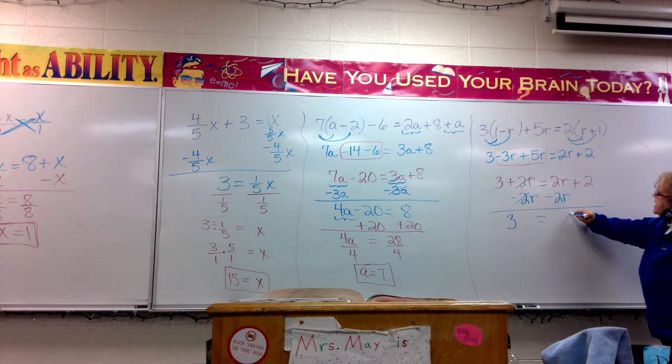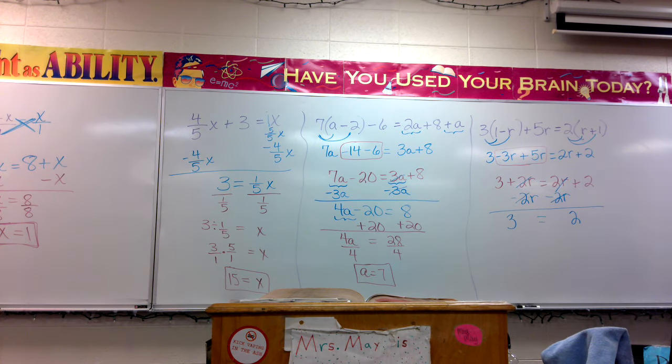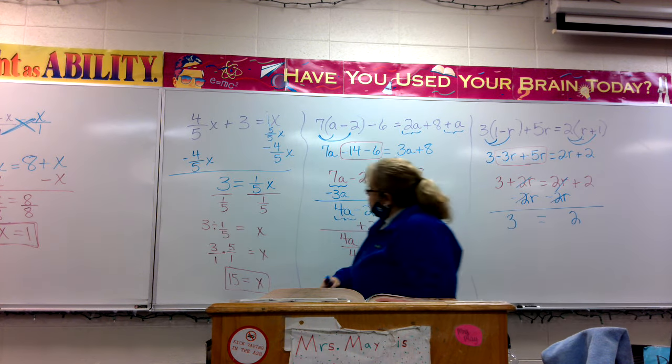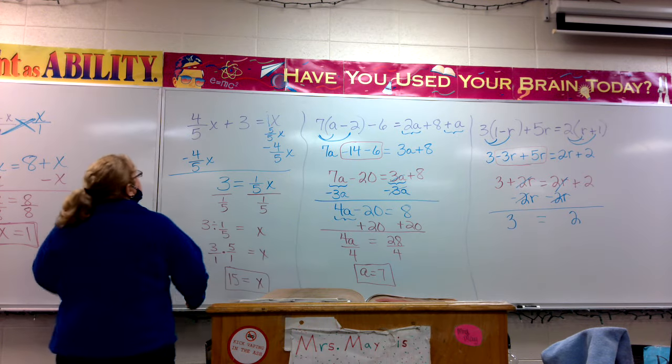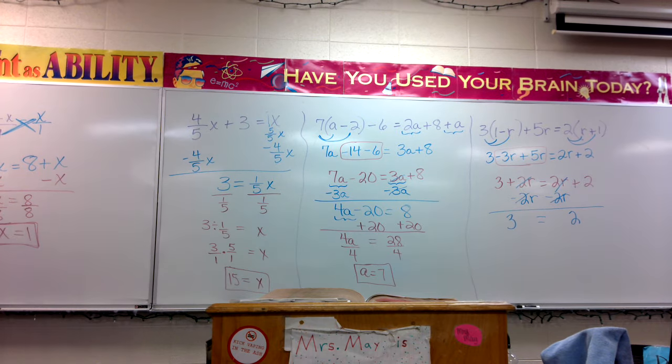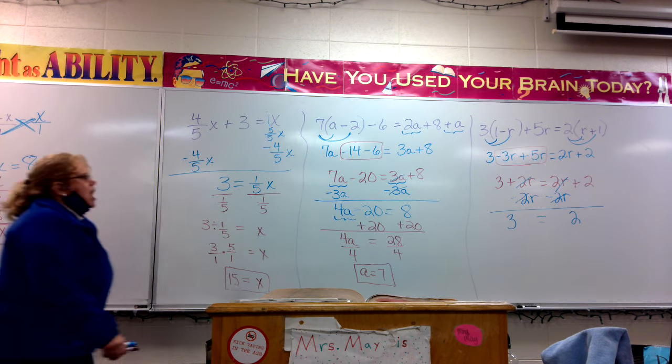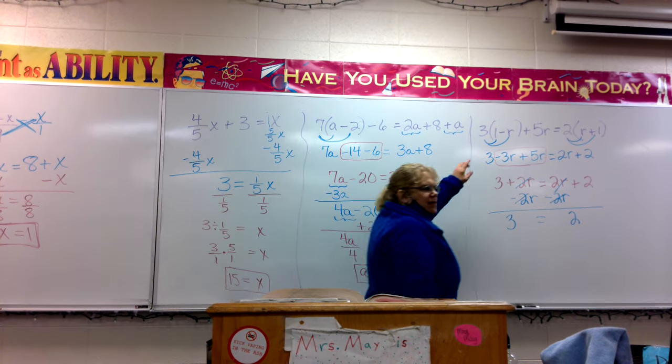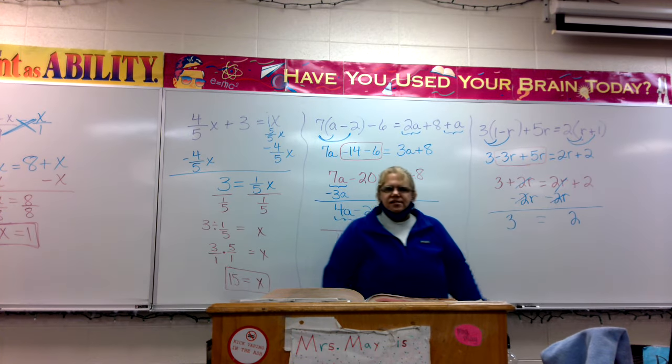Over here, I get a 2. The r's drop out. Now, this one is a little bit different. Look up here. Remember, what we want is an x value that we can plug in here and make this true. We want a y value that we can plug in here and make this true. We want an r value that we can plug in here and make this true.